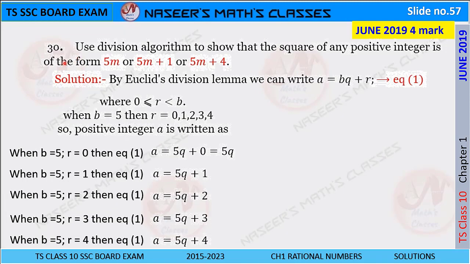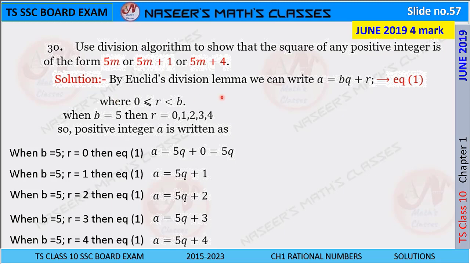We are going to solve the 30th problem. Use division algorithm to show that the square of any positive integer is of the form 5m or 5m + 1 or 5m + 4. This is for 4 marks, June 2019.